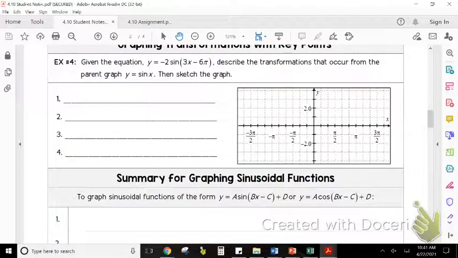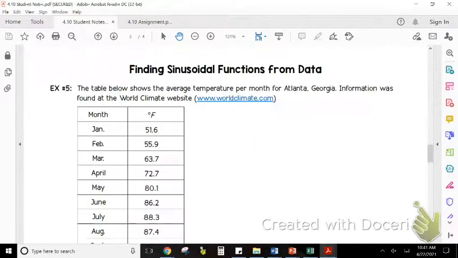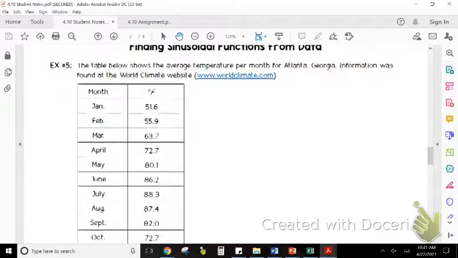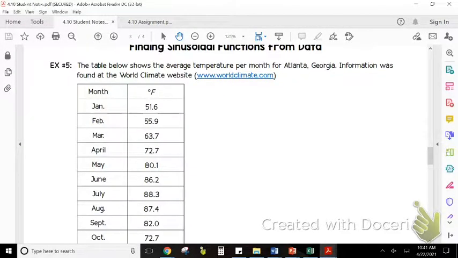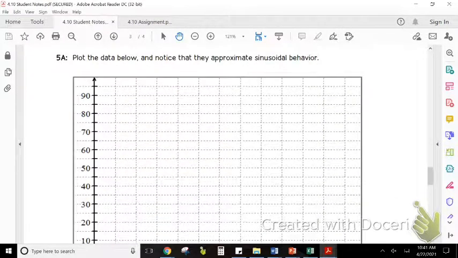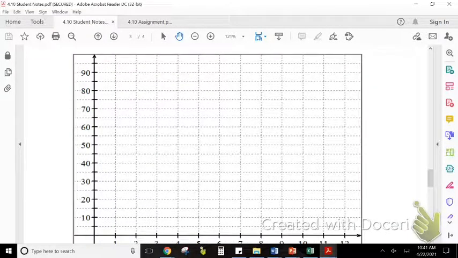Alright, so continuing on, we're going to skip over the summary here and go into this. It says finding the sinusoidal functions from the data. The table below shows the average temperature per month for Atlanta, Georgia. Information was found at the World Climate website, and it gives you the information there. So 5A says we're going to plot the data below and notice that they approximate sinusoidal behavior. Sinusoidal behavior means it's going to have that curve, that wave that sine and cosine have. Alright, so we're going to plot all of these points.